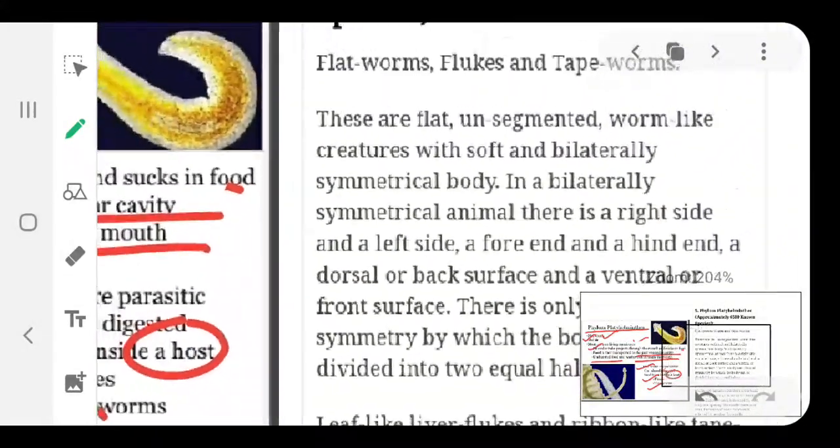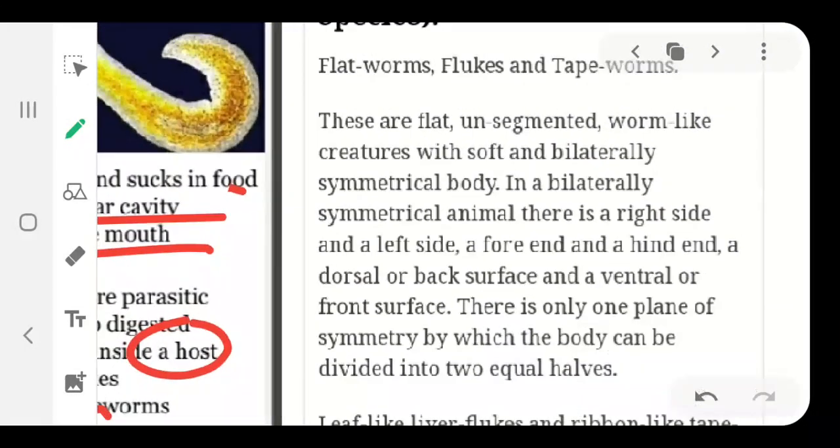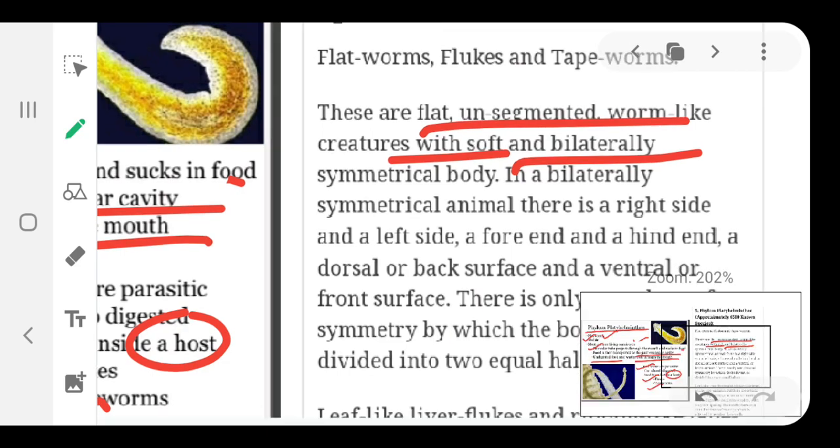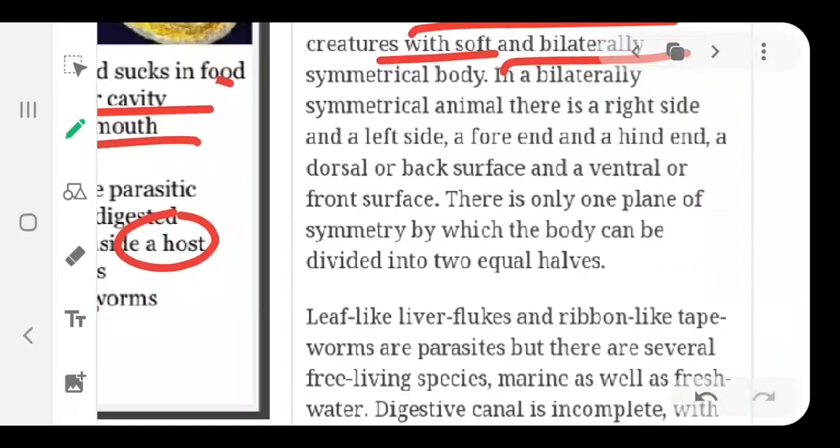And then they have given you some data that you should write down. Underline the word unsegmented, that means the body is not divided into segments. Okay, so unsegmented worm, and they are soft, bilaterally symmetrical body, and you can say that there is only one plane of symmetry, as I have told you already, that divides the body into two equal halves.